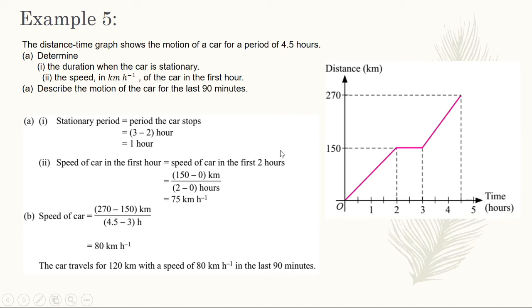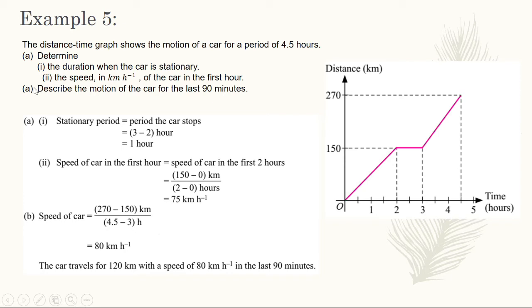Okay, and then you have to determine the speed in kilometer per hour of the car in the first hour. So if you look at the first hour, it is on this line, right? But we don't have the reading on this part here on the left on how much is the distance. But we know that the speed is uniform all the while on this line. So we can use the distance over here, 150 minus 0 over 2 minus 0 to represent the speed of the car in the first hour, this part. So 150 minus 0 over 2 minus 0, the answer is 75 kilometers per hour.